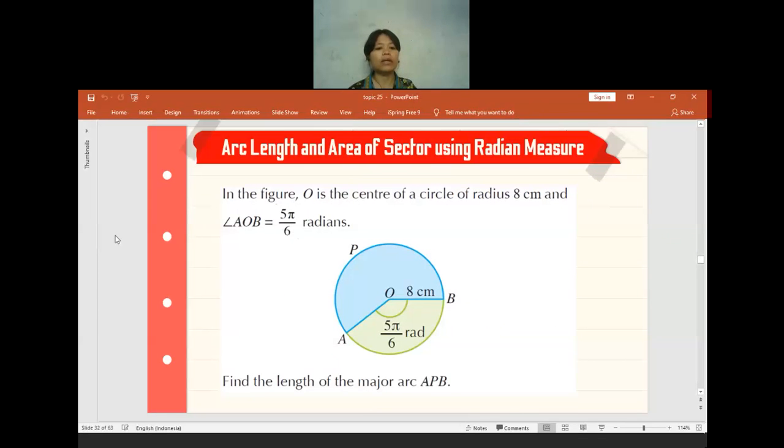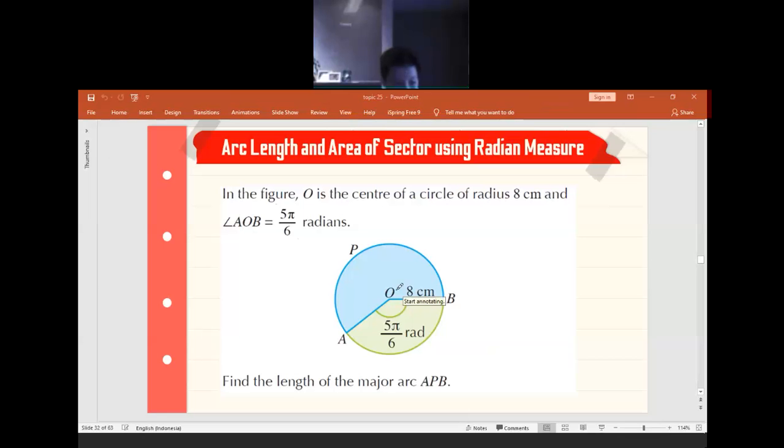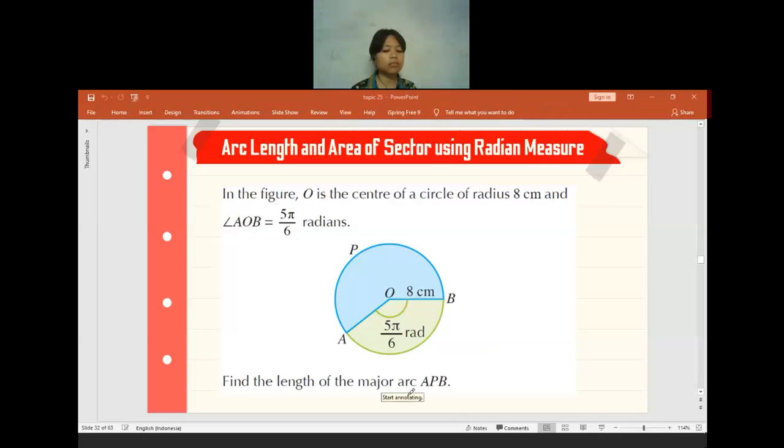I have an example question. The angle AOB is 5 pi divided by 6 radian, and the radius is 6. Find the major arc APB. If major, it will be the longer arc length or the shorter arc length? If it is major, is it the blue line or the green line? It will be the blue line only.